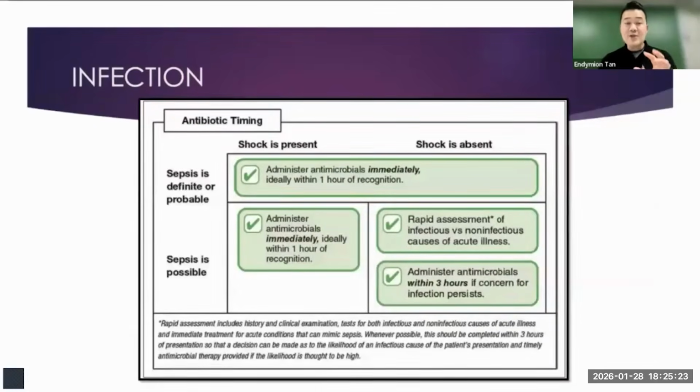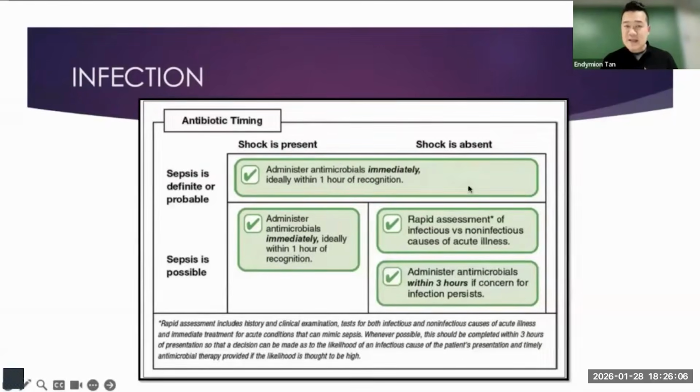This is a summary to help you understand more clearly. Sepsis is definite or probable, so you try to stratify if shock is present or absent. If you strongly believe that this patient has sepsis, you have to administer your antimicrobials within 1 hour of recognition. But if sepsis is not definite, meaning it is possible, you stratify: is shock present or absent? If shock is present, you give your antimicrobials within 1 hour.